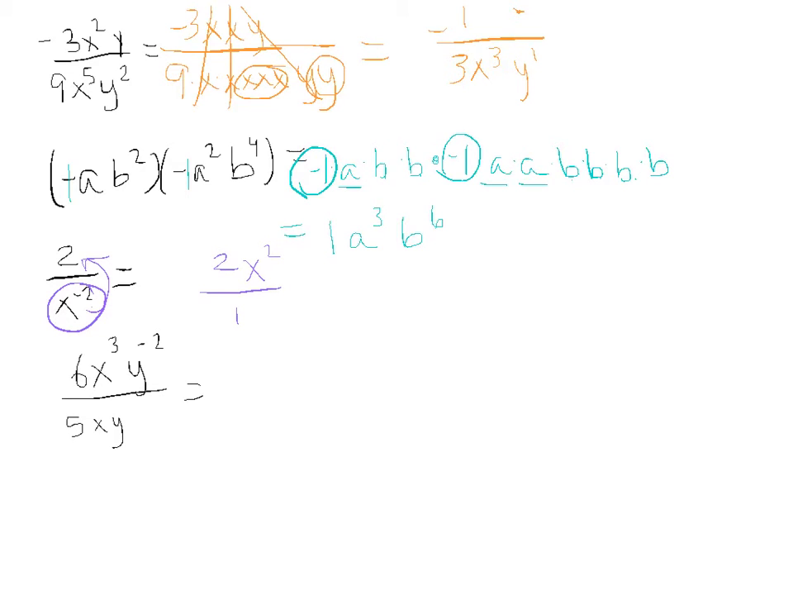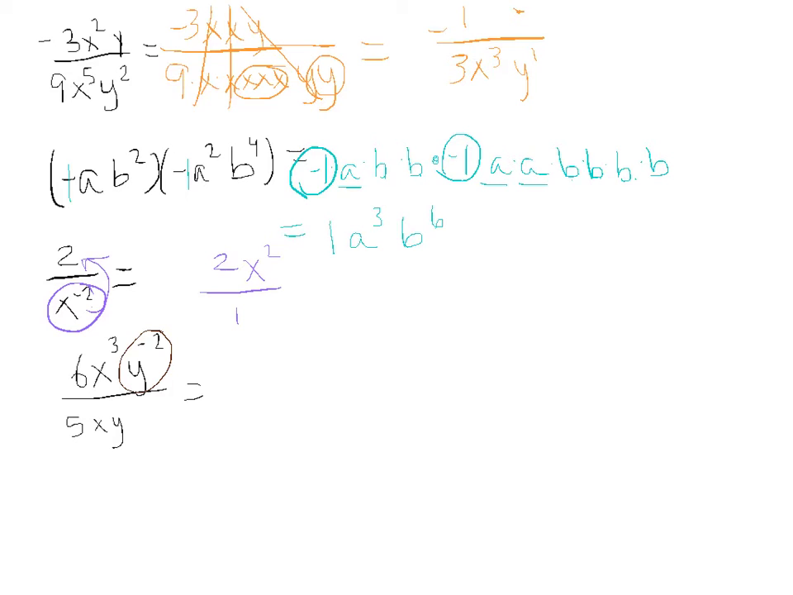Last example. Here I have several things going on. 6x to the 3rd, y to the negative 2 over 5xy. So if I expand it out, before I expand, I notice that negative exponent. That means I need to flip my fraction.